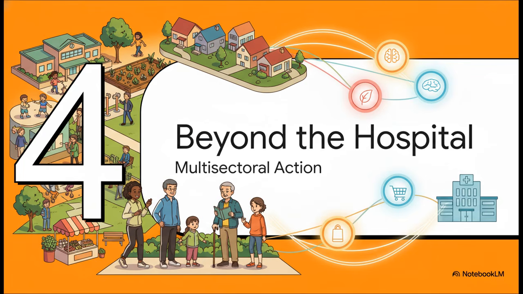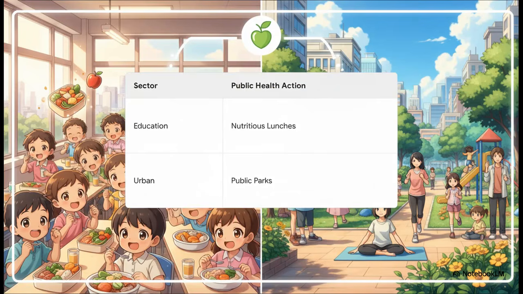In fact, some of the most impactful healthcare work happens far away from any medical facility. What's really fascinating here is how entirely non-health sectors map directly to vital public health outcomes. Think about it. When the Ministry of Education rolls out high-nutrition school lunches, that is fundamentally a public health action. When an urban planning department designs public parks and accessible green spaces to encourage physical activity, that's a direct public health intervention. The data proves that an urban planner or an education minister is effectively operating as a hidden healthcare worker. They're creating environments where people thrive without requiring medical intervention in the first place.